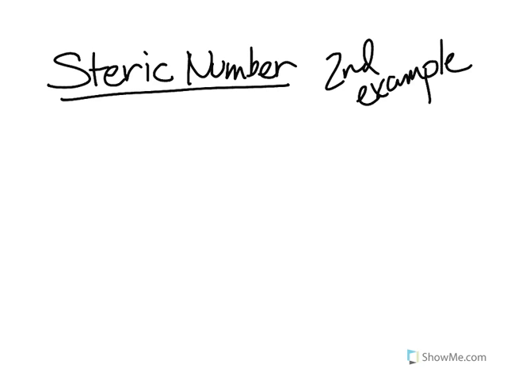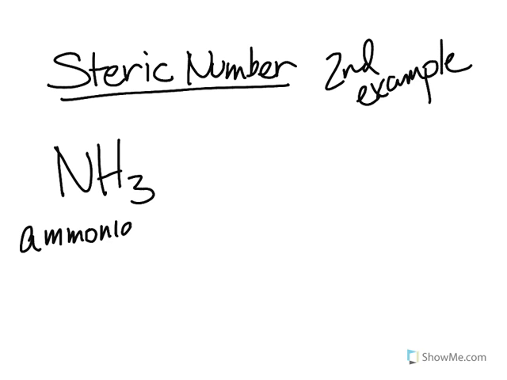Today we're going to take a look at another example in determining the steric number of a simple molecular geometry. So let's take a look at a molecule like this, NH3, nitrogen trihydride, or more commonly known as ammonia. Ammonia will have a central atom and other constituent atoms around it.